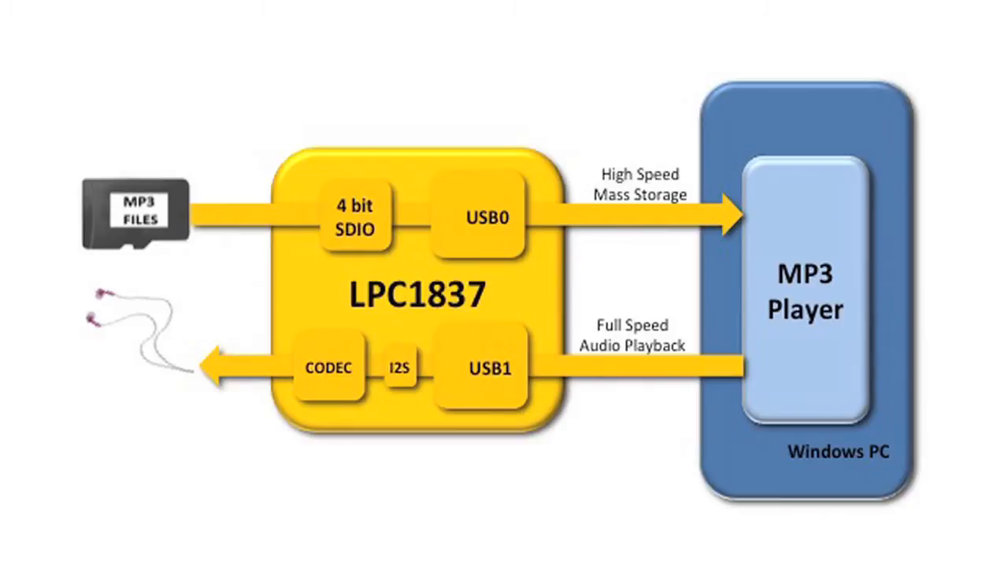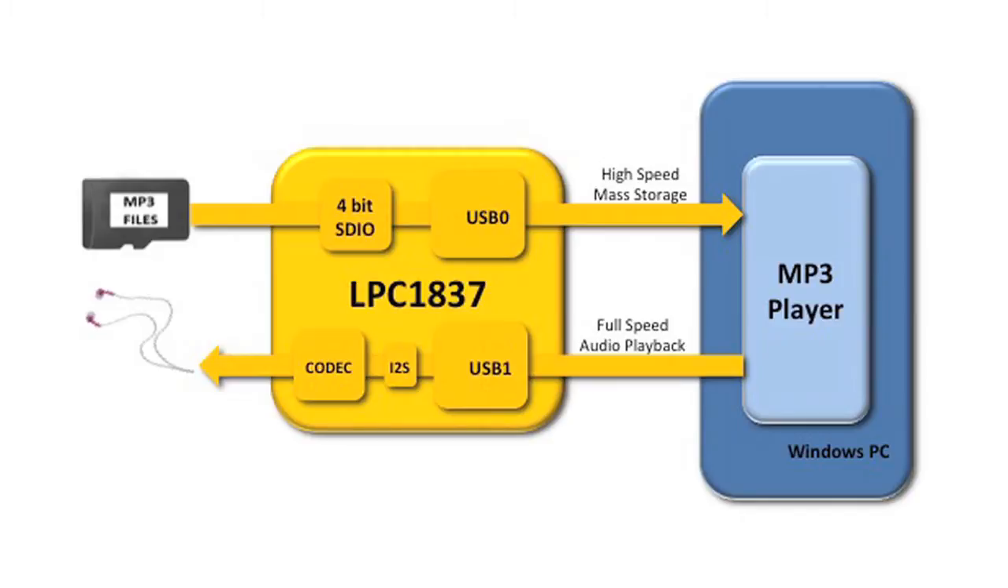This is what's happening when I'm running this demo. USB 0 enumerates as a high-speed mass storage class device, and it uses the micro SD card as a storage medium. USB 1 enumerates as a full-speed audio playback device, and it sends its samples over an I2S connection to the codec, and then from the codec out to the earbuds.